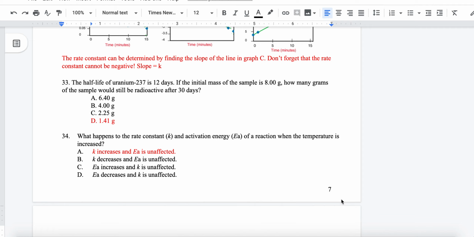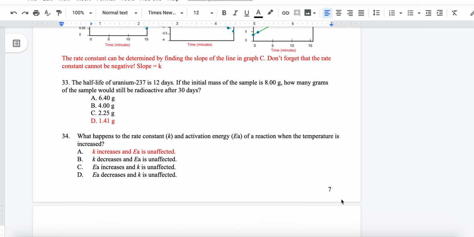34, again, what factors will impact the rate constant? And this question is asking about activation energy. We do know that the rate constant is impacted by temperature. The rate constant will go up if the temperature is increased, but activation energy does not change. So remember, activation energy is kind of an arbitrary value that's been defined for a reaction.